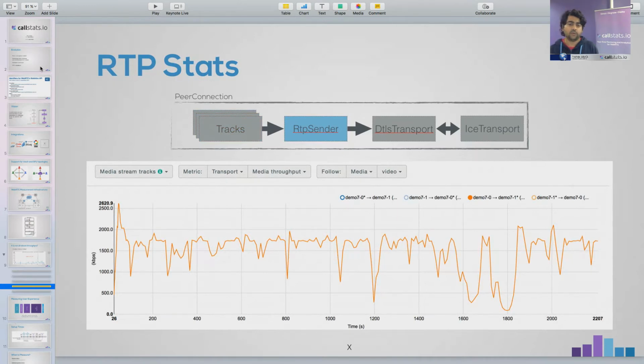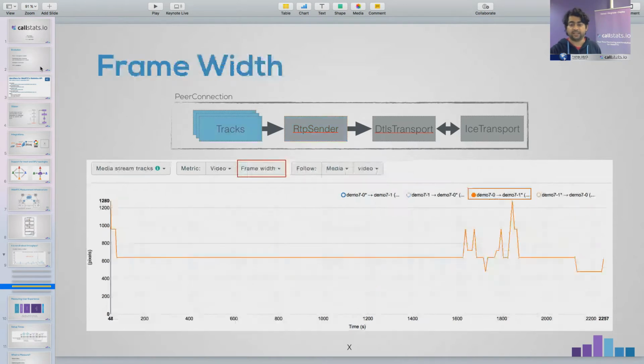What happens at the throughput level? You can see that for most of the call there were troughs or dips throughout, and then towards 1600, it dips below, then comes back up, dips below, and comes back up. That's actually the same point in time where you can see the frame width also vary. So you know that this is somehow related to the throughput variation.